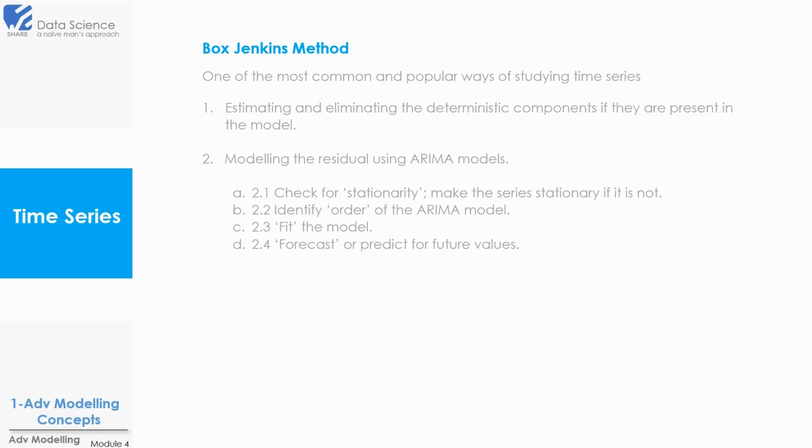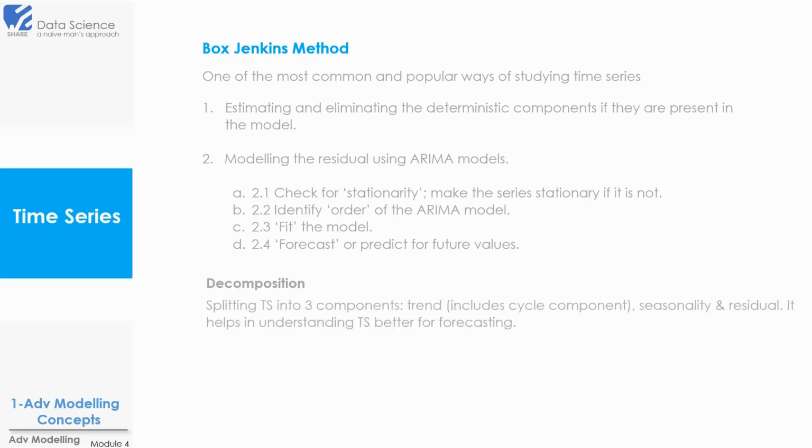Now, before moving forward, let's understand one more important concept, that is decomposition of time series. Decomposition helps us understand the time series better for forecasting. It is basically splitting the time series into three components, that is trend, which includes the cyclic component, seasonality and residual. In other words, you could say that's what Box Jenkins method does in step 1 that we saw earlier. Now let's proceed further to understand the Box Jenkins method in detail.